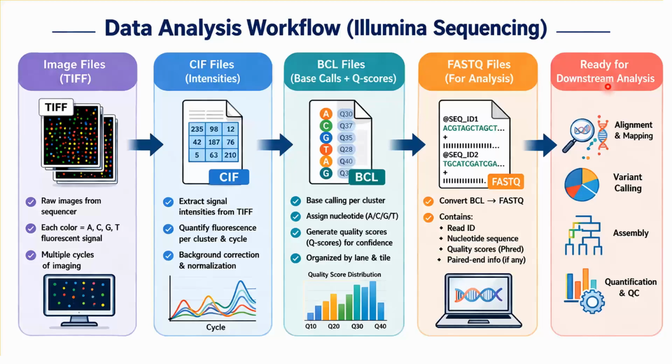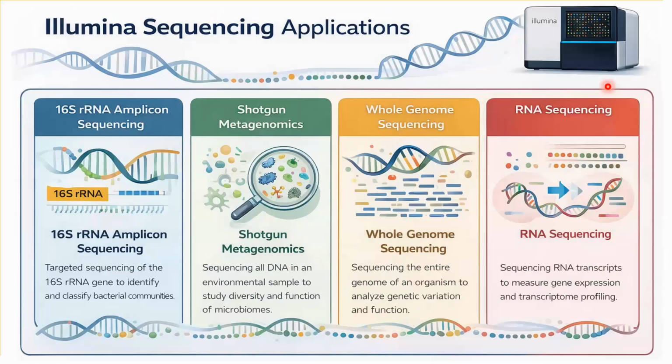Now that we have understood how sequencing works and how reads are generated and analyzed, let's step back and look at the bigger picture. Where is Illumina sequencing actually used and what makes it so powerful? Illumina sequencing by synthesis is widely used in 16S rRNA amplicon sequencing, shotgun metagenomics sequencing, whole genome sequencing, as well as RNA sequencing. It's a powerful tool for studying microbial communities, whole genomes, and genetic variation.